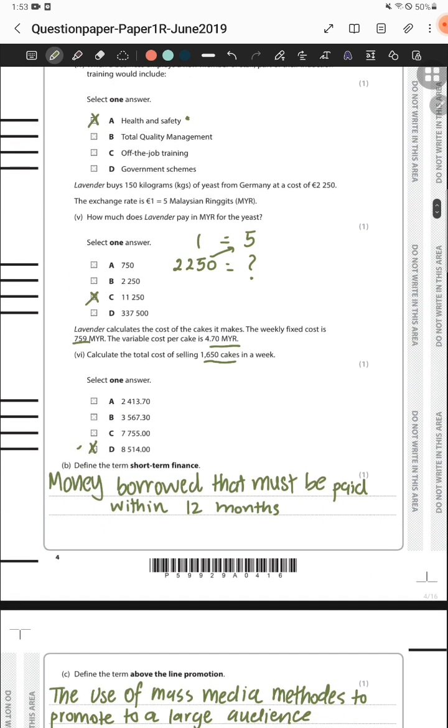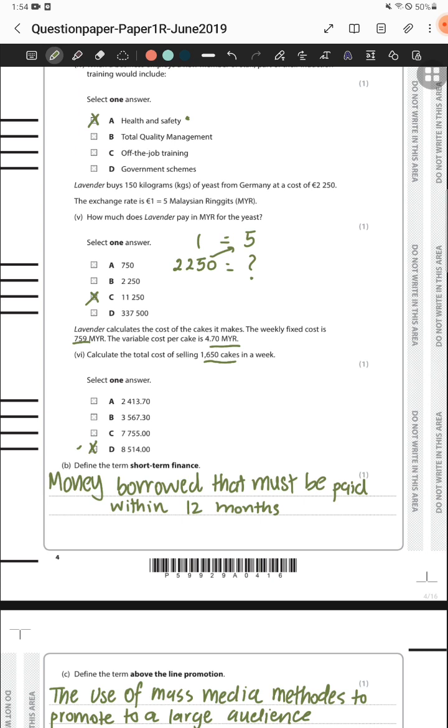Okay, so now you have to define the term short-term finance. This is 1 mark, so you don't have to define it by the full definition, but I usually would prefer to do that because you'll get confused, so just do the whole thing, it's fine. The simple answer for this is money borrowed that must be paid within 12 months. You can find this in your textbooks, so make sure you have your textbooks with you.